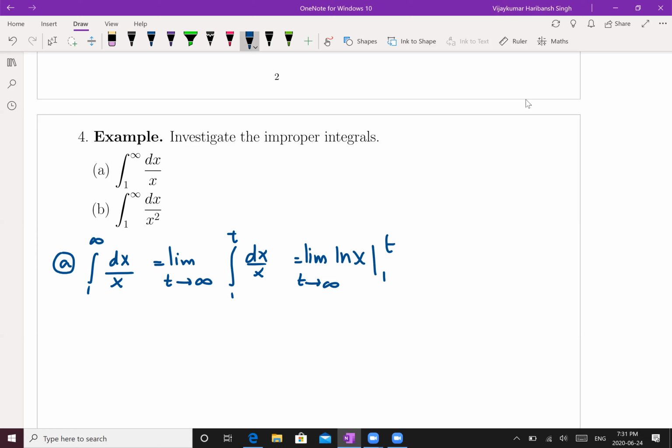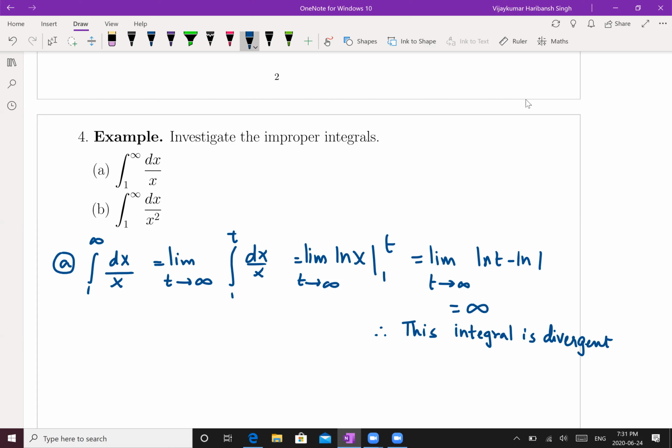So this is going to be the limit as t goes to infinity of ln t minus ln 1. ln 1 is 0. And what happens as t goes to infinity? Where does ln t go to? ln t goes to infinity. So therefore, this integral is divergent. Yeah, it diverges to infinity. It is divergent.